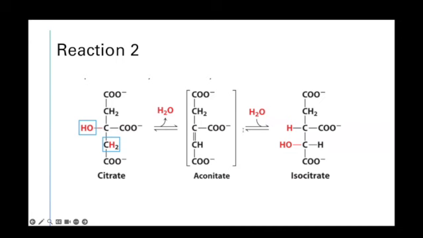We have aconitase, which catalyzes an isomerization reaction from citrate to isocitrate via this intermediate, aconitate, right here.